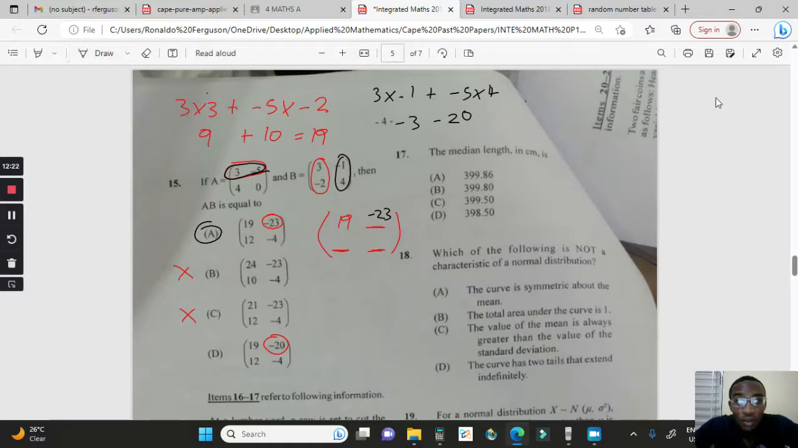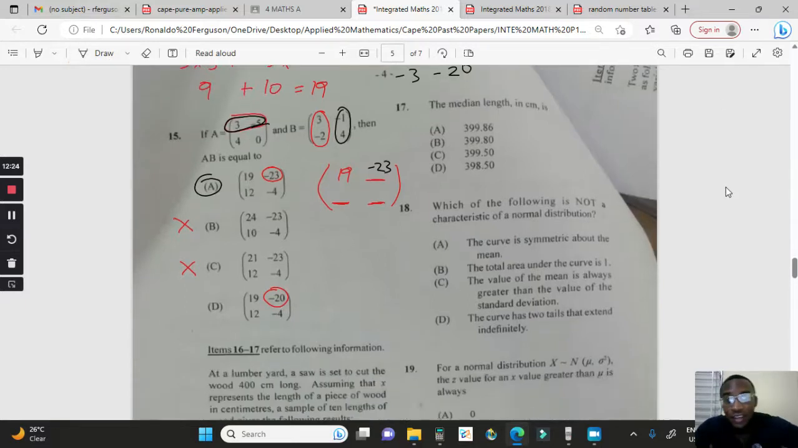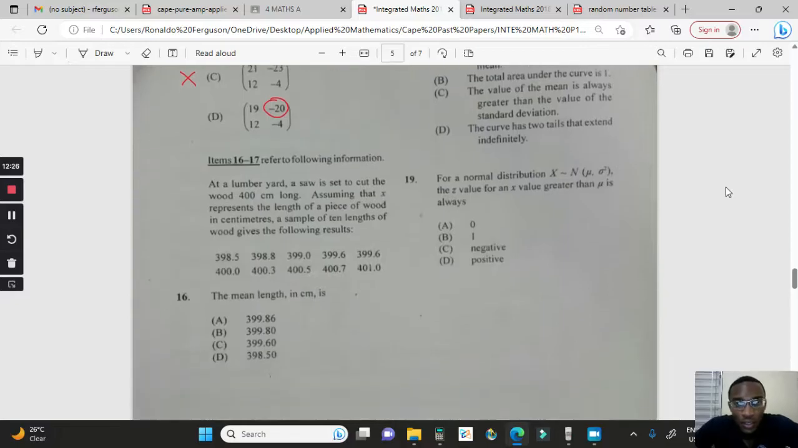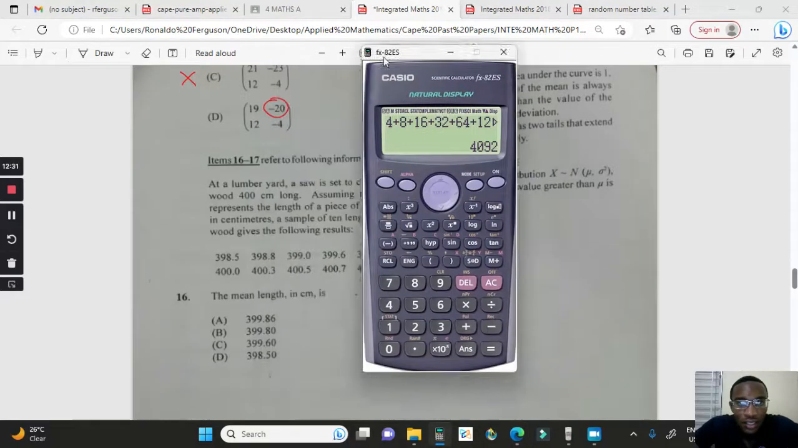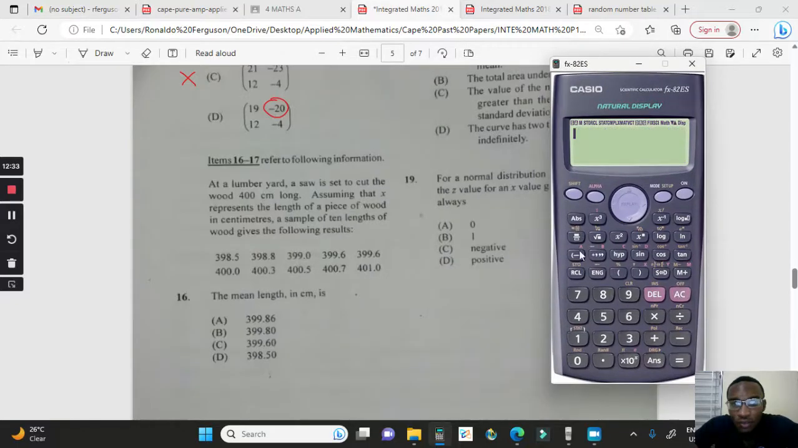And we finish module 1 just like that. Very, very easy. Number 16, you just put that in your calculator straight. That's not a difficult question.